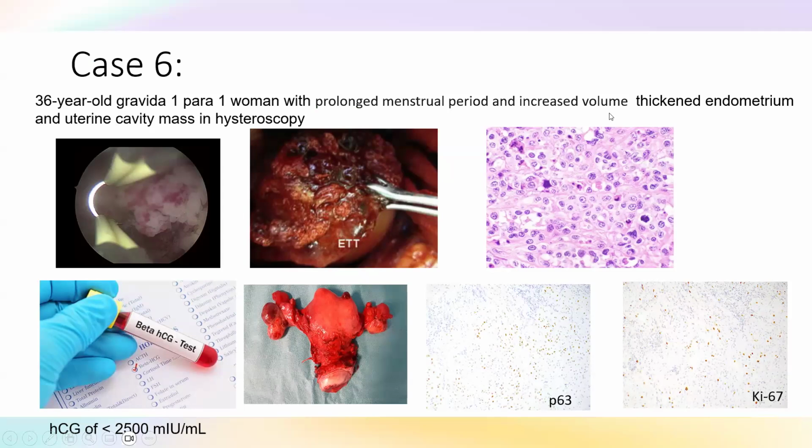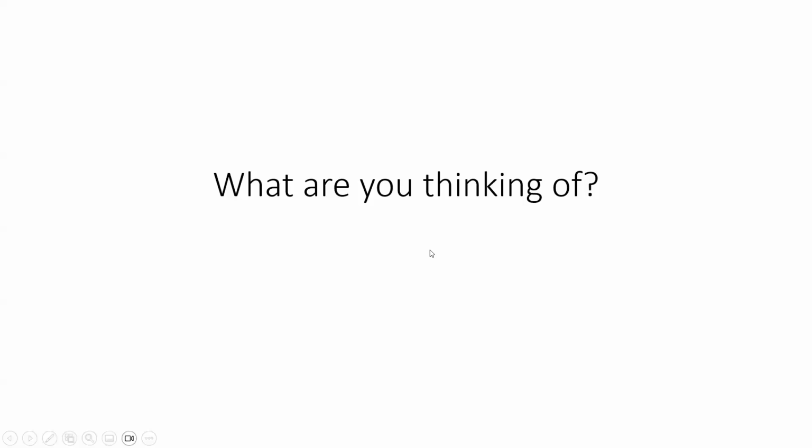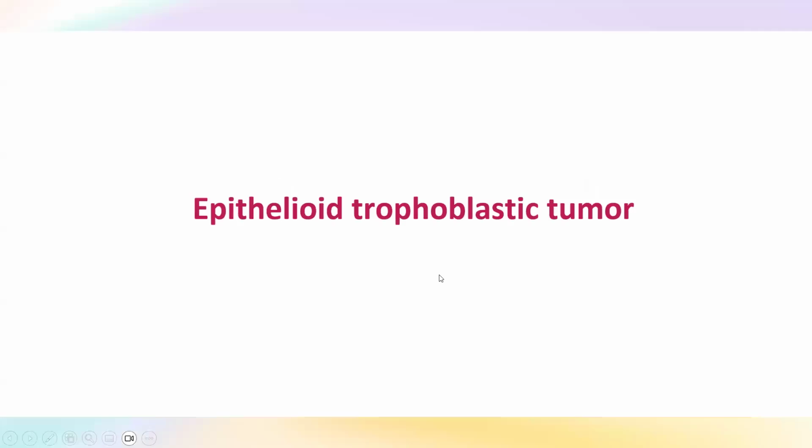You can see that's more or less a monotonous tumor with moderate atypia and very demarcated cell membranes. Okay, we did the P63, it was positive. We did the Ki67, it was somewhat elevated. So what are we supposed to be thinking of? Yes, we're supposed to be thinking of an epithelioid trophoblastic tumor.